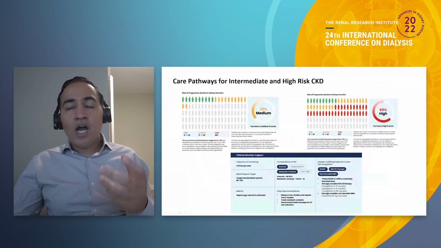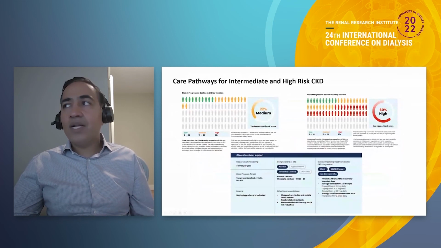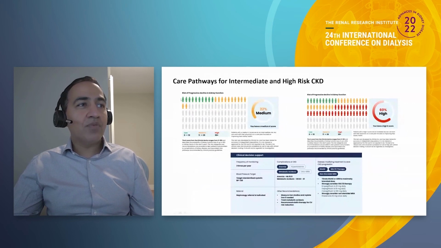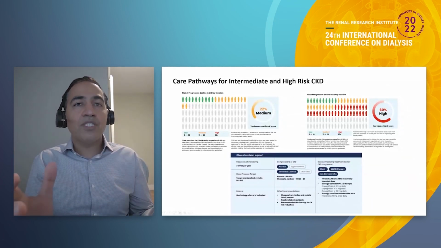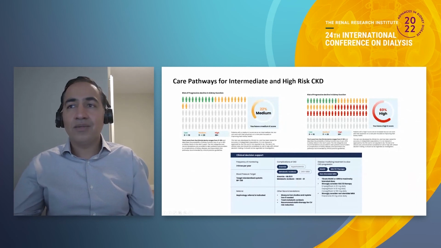Not only are we providing risk here, we've created these beautiful lab reports that guide care. So here's an example of an intermediate risk patient. Here's an example of a high risk patient. We use colors such as orange for intermediate, red for high. We use numbers. We tell you the risk. And we show you in stick figures to give you just another representation of how high the risk is.